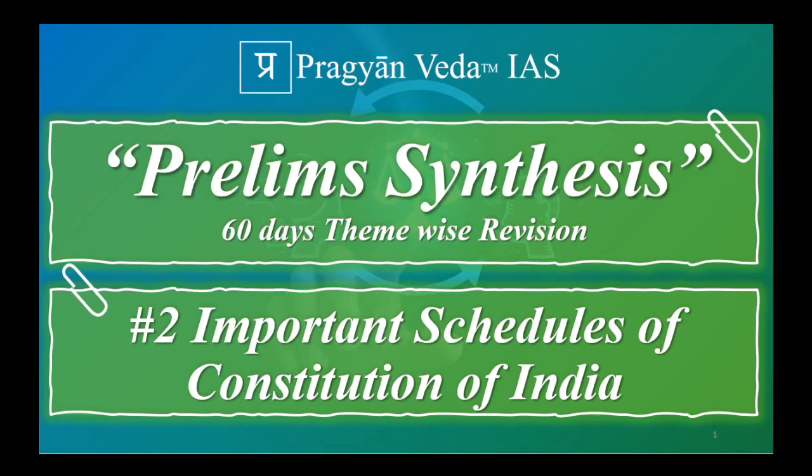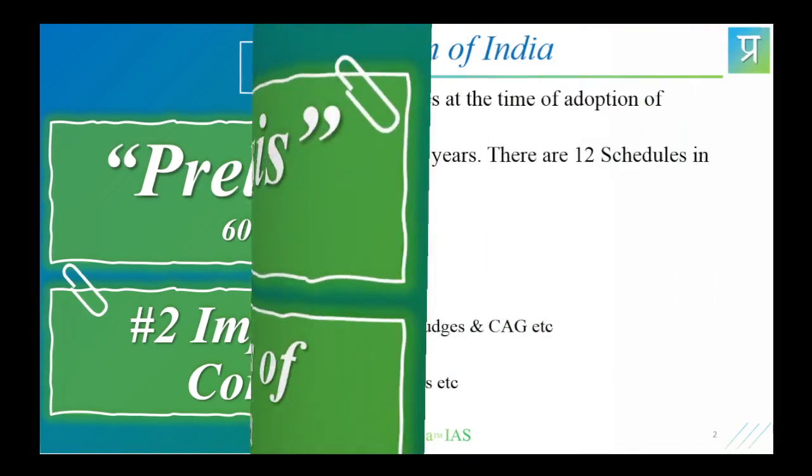In continuation with the Prelims Synthesis 60 days theme-wise revision program, with the second theme, we have the important schedules of the Constitution of India. In the first theme, we covered the important articles and parts of the Constitution, including the Preamble. Now here we have the important schedules of the Constitution. We'll quickly cover and try to solve some previous year questions to get a hold of all these schedules.